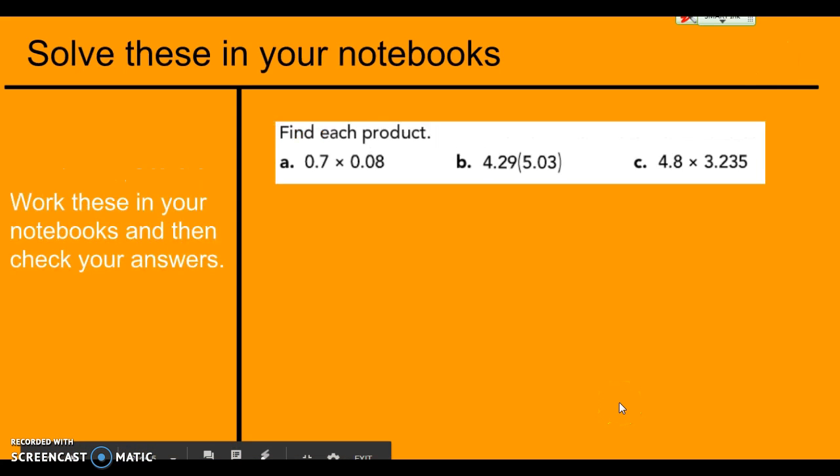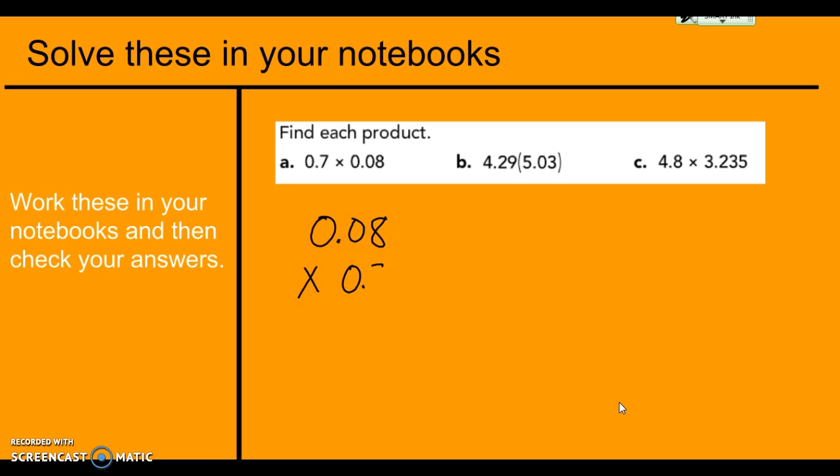All right, we're going to work this first one together. All right, so for this first one, since it has the most digits, I prefer writing that number on top. I'm going to write 8 hundredths times 7 tenths. So 7 times 8 is 56. Write down my 6, carry my 5. 7 times 0 is 0. 0 plus 5 is 5.